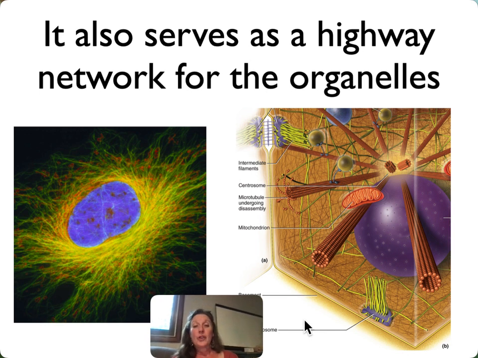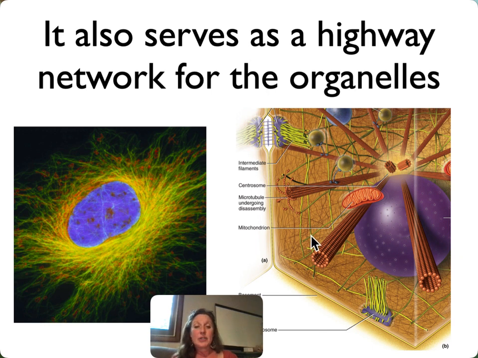It also serves as a highway or a network for all of the organelles in the cell. So every organelle is attached to the cytoskeleton in some way. And if we need this organelle, which is called a mitochondria, if we need it somewhere else, it can be moved along the cytoskeleton, the filaments, until it's arrived at the place where the cell needs that particular organelle.